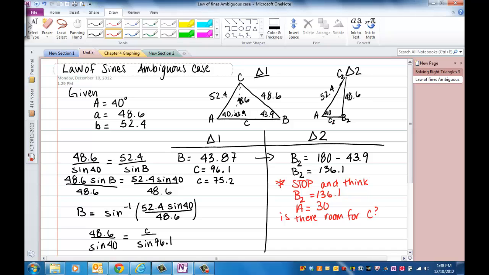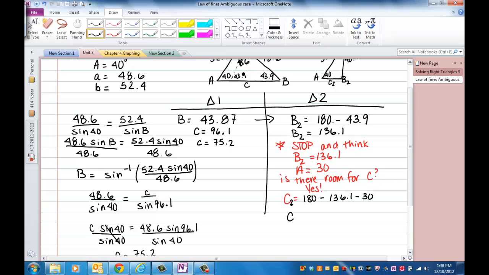So in this case, yes, there is. So we find angle C. We find angle C of triangle 2. Taking 180, subtracting your angle B from triangle 2, and subtracting your given angle A, because that's not going to change. Your new C2 is coming up with, it's pretty small.